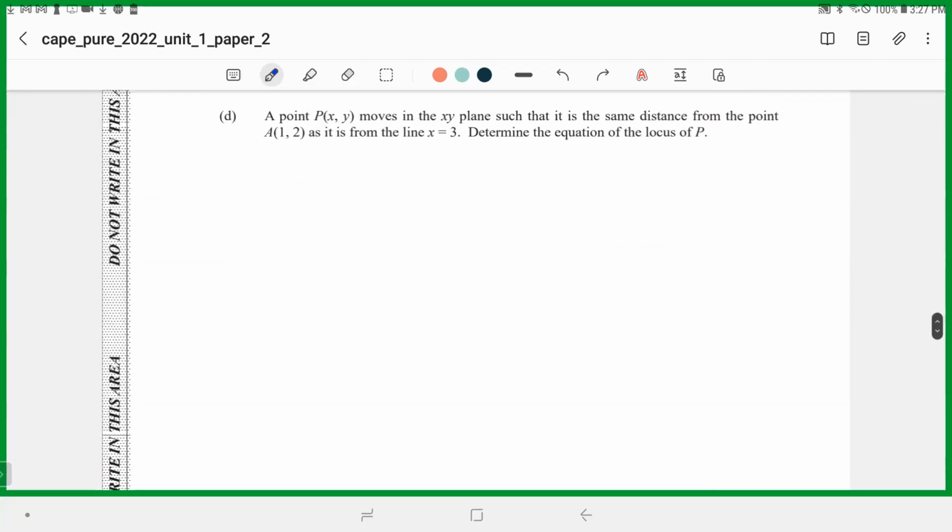Question says the point P(x, y) moves in the xy plane such that it is the same distance from this point as it is from this line. Determine the locus of P. So I'll just sketch it. Easy question. Sketch it so you can see what is happening. When we make a little sketch, everything is to the right, because that's in the first quadrant. This is my y-axis, this is my x-axis. I put in the line x equals 3 first, right here.